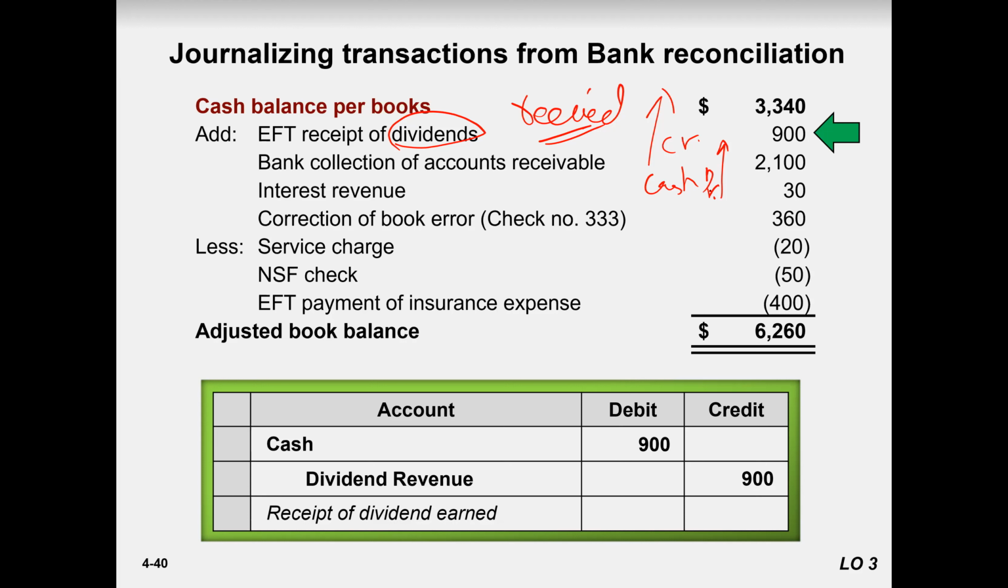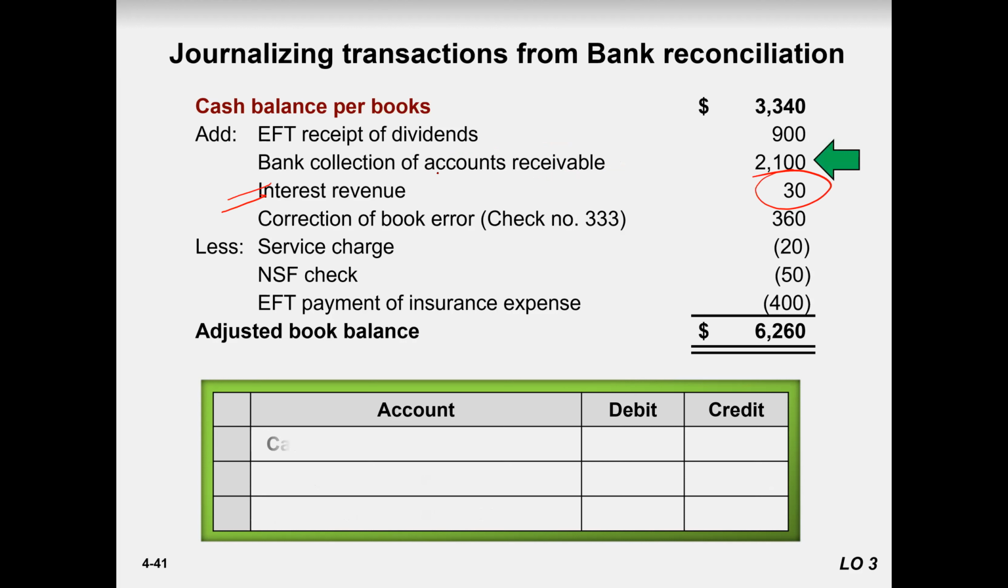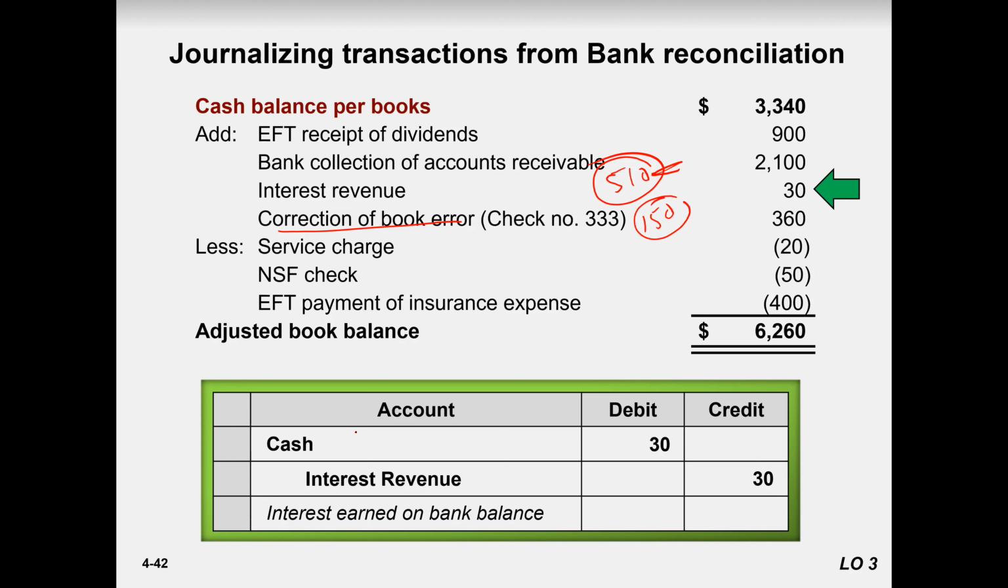All right. Now 2100 bank collection of account receivable. Account receivable paid you. So you received cash from the customers. Cash increase, account receivable decrease. Cash to account receivable. When an asset decreases, credit. Asset increases, debit. And then interest revenue. Similarly, cash increase, revenue increase, credit.